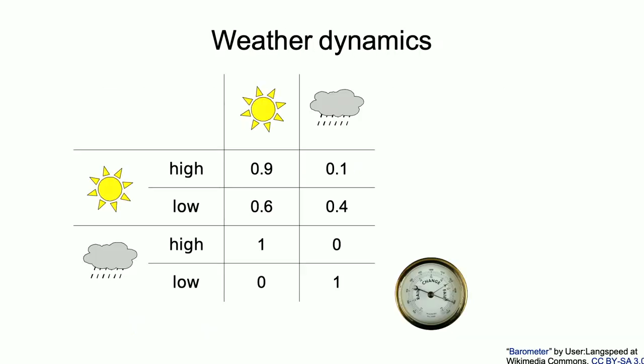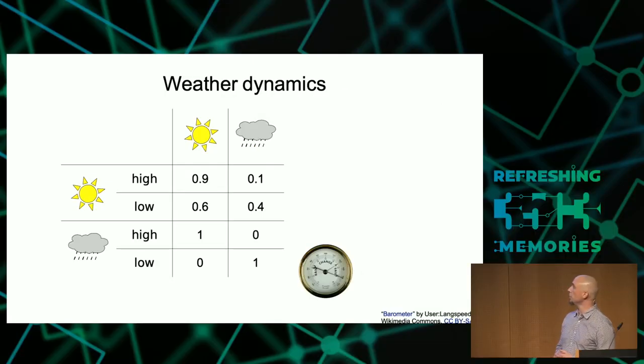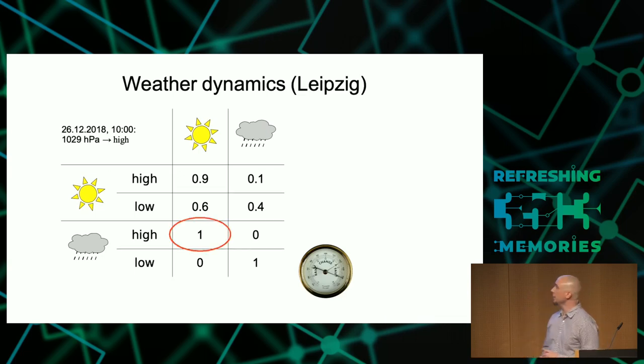Now, to complicate things a bit more, maybe we also look at a second process, in that case, air pressure. And you can measure air pressure with these little devices, the barometers. And maybe if it's sunny today and the air pressure is high, you get in 90% a sunny day tomorrow. And only in 10% of the cases, you get a rainy day, and so on. You can go through the table. In our case, I looked it up yesterday, we had high air pressure and it was raining. So in our little model system, it would mean that it's sunny today.